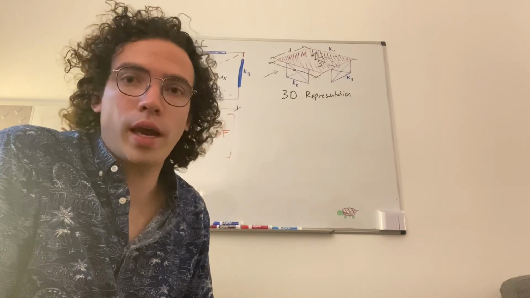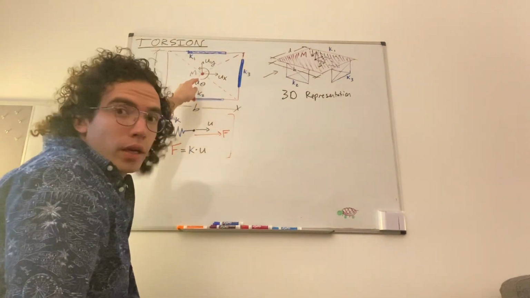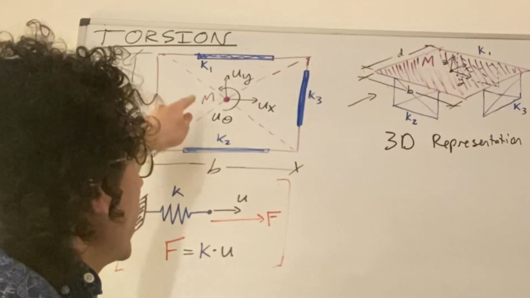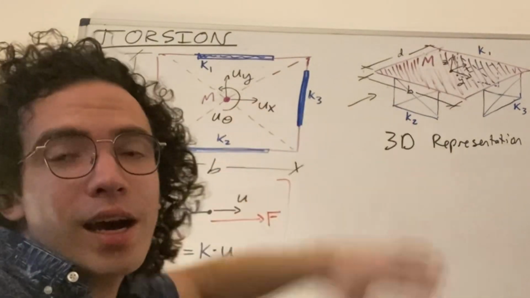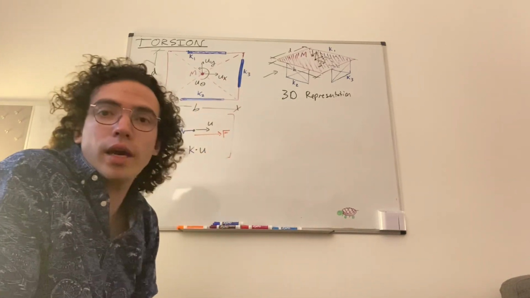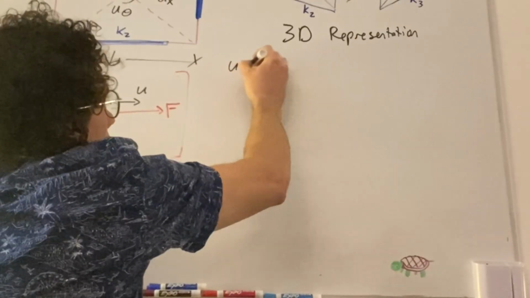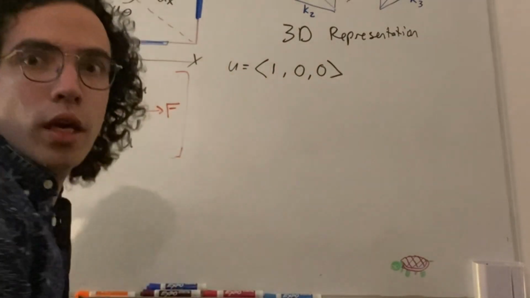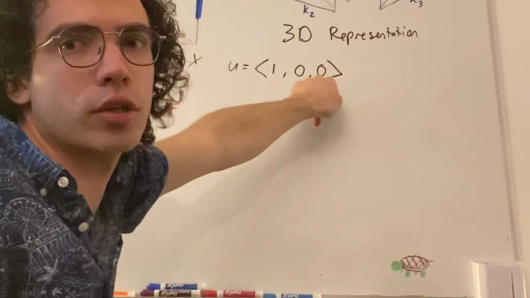All right, so let's take a look at the x direction to start. The x direction is when the building moves to the right here. In that situation, it will be engaging wall K1 and wall K2. Wall K3, it'll be moving out of plane, but we're going to ignore any contribution that third wall has in the x direction. So if I were to say, okay, U is equal to 1, 0, 0, meaning it's 1 in the x, 0 in the y, and 0 in the rotation direction.